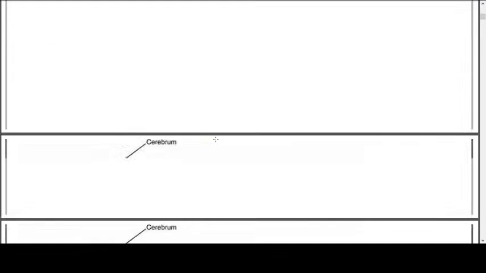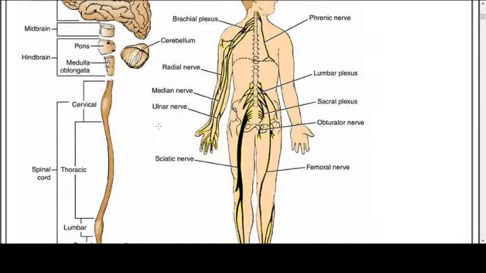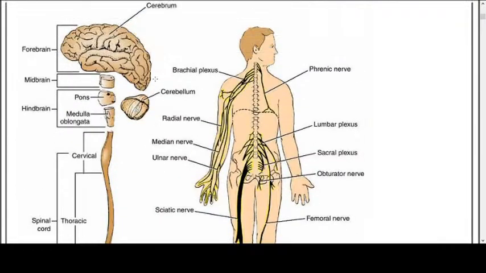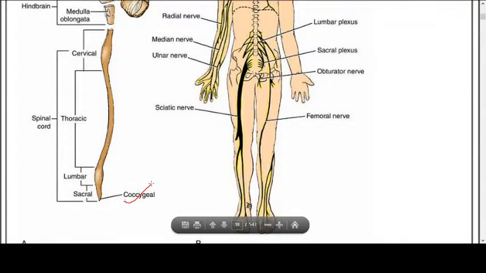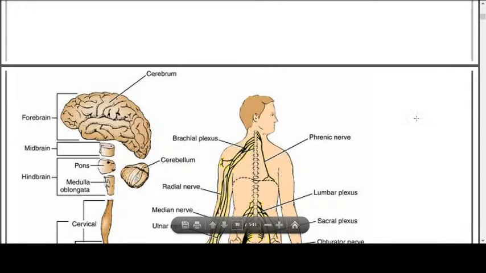Okay, so this is the structure of the brain and spinal cord. This is the forebrain, this is the midbrain, this is the pons, this is the medulla oblongata; these are called the hindbrain. This is the cerebellum. This is the cervical part, this is the thoracic part, this is the lumbar part, this is the sacral part, this is the coccygeal part.